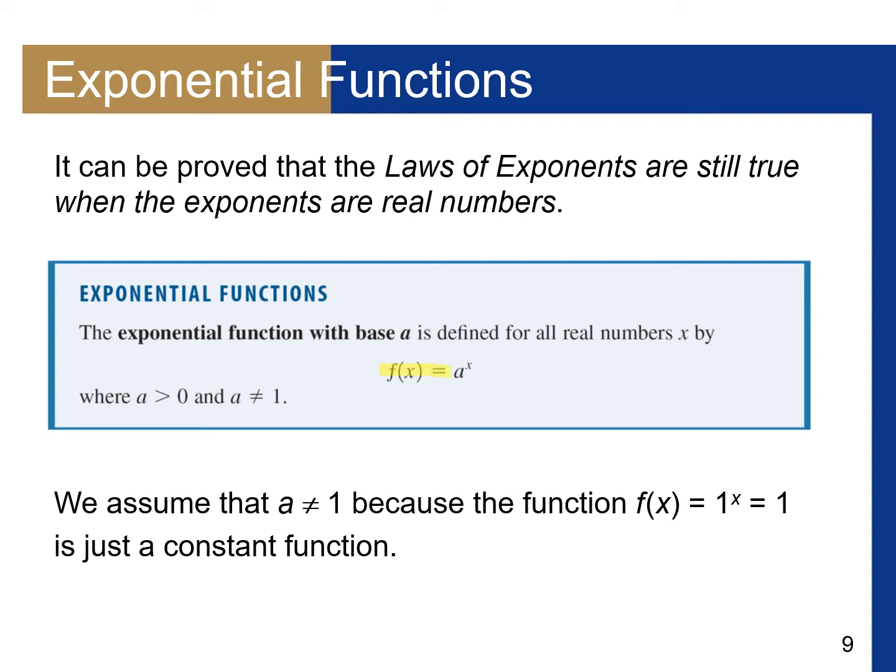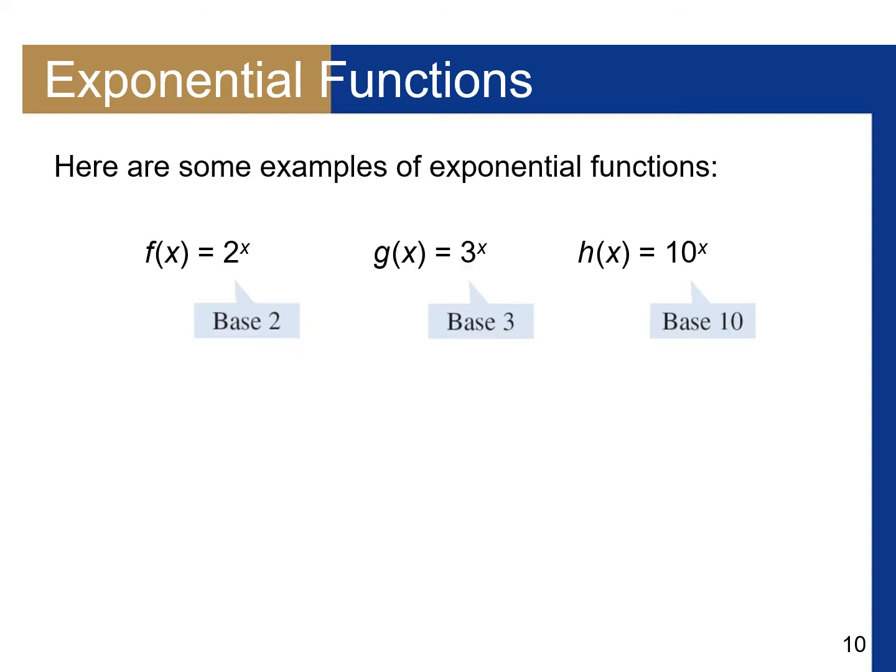Again, this is f of x equals a to the x, where a is greater than 0 and x is your variable. Now, they say a does not equal 1 because 1 to any power is 1, so we really don't need to include that. We're going to have a number that's bigger than 0, but we're not going to use 1 because 1 to any power is 1. Here are 3 different bases, so we could have 2 to the x, 3 to the x, 10 to the x.